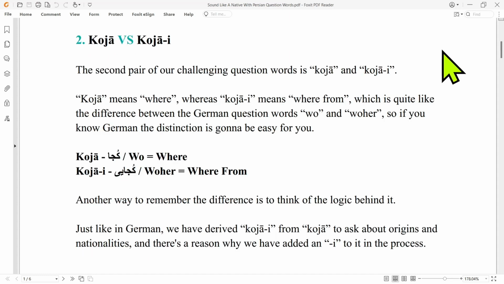The second pair of our challenging question words is Kojā and Kojā-i. Kojā means where, whereas Kojā-i means where from, which is quite like the difference between the German question words wo and woher. So if you know German, the distinction is gonna be easy for you. Another way to remember the difference is to think of the logic behind it. Just like in German, we have derived Kojā-i from Kojā to ask about origins and nationalities. And there's a reason why we have added an e to it in the process.